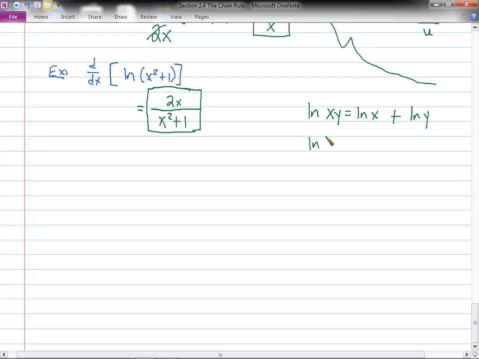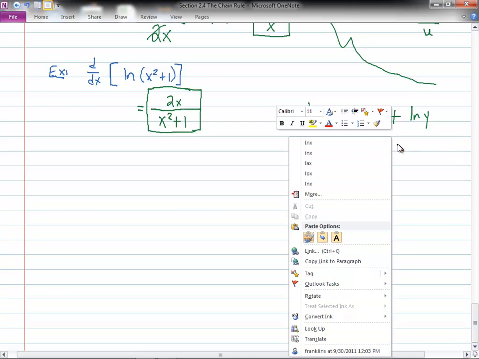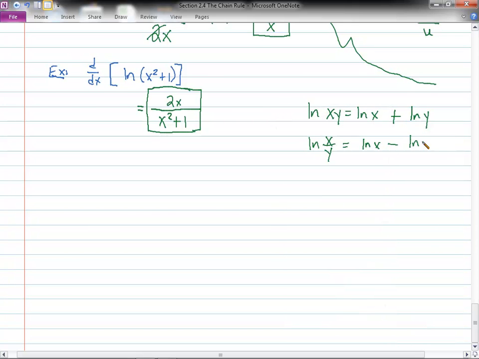Natural log of x over y is minus, and then natural log of, say, x to the nth. Anyone? Anyone? Bueller? Bueller? No?